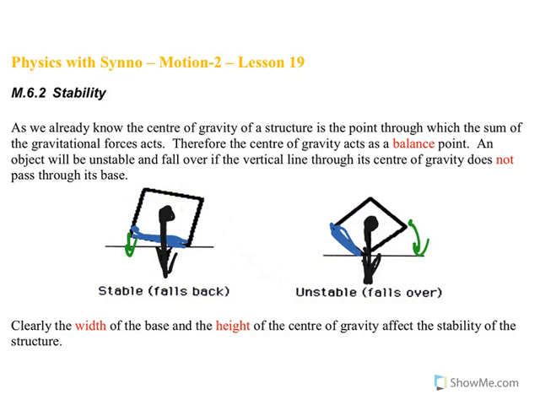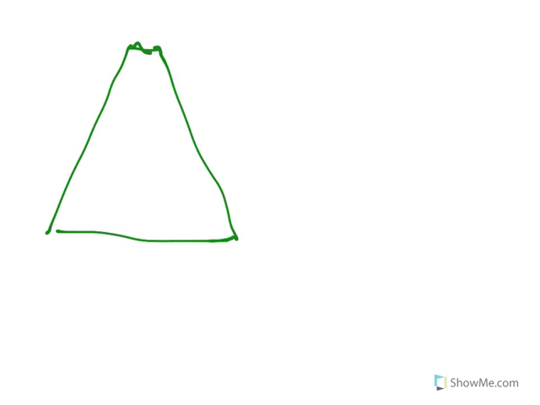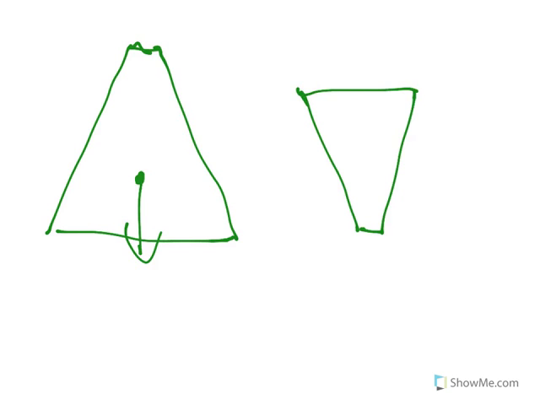So, as it says there, the width of the base and the height of the centre of gravity affect the stability of a structure. So if you've got something that's got a wide base like that, its centre of gravity might be there. Well, you've got to tip that over quite a long way before it's going to fall over. Whereas something like this, for example, it's not far for it to move before it's going to fall over. Alright, so that's stability. You don't need to know anything much more about stability other than that.